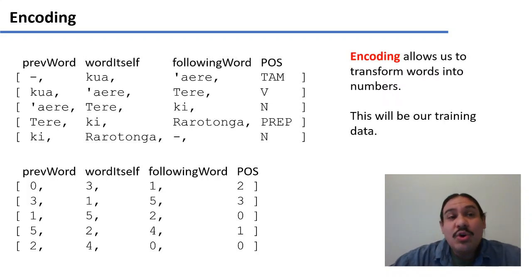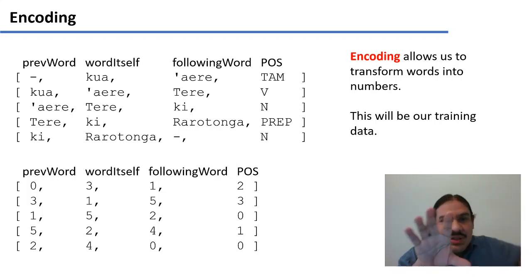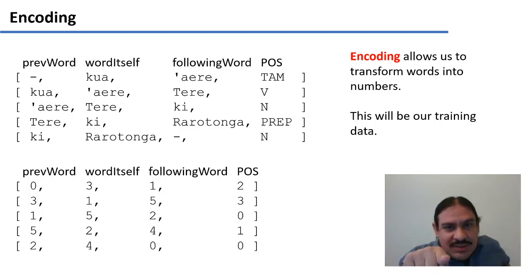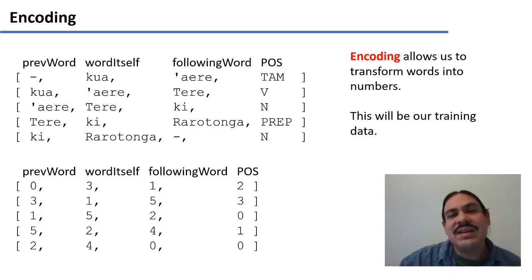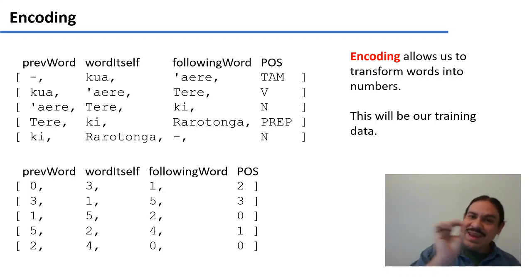Again, in summary, encoding allows us to transform words into numbers so that we can have the matrix at the top as our input, blank, kua, aire, tense aspect marker, for example, and transform that into numbers, 0, 3, 1, 2. This is going to be the data that the support vector machine is going to calculate. And then we're going to convert back and forth between our encoded numbers and our actual labels for words.